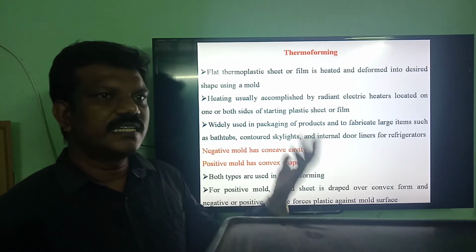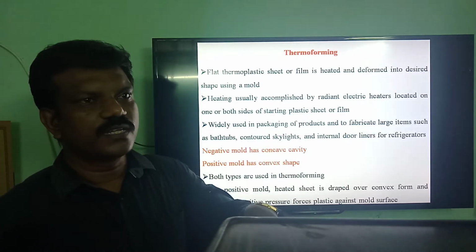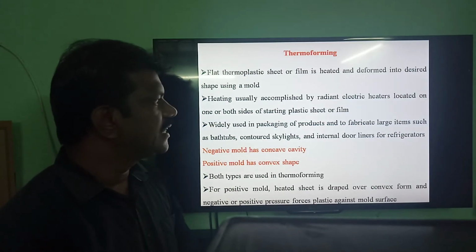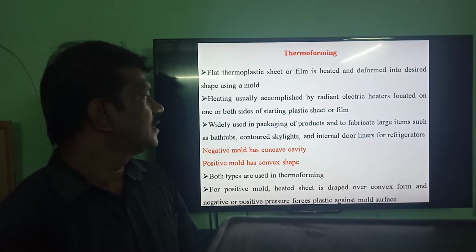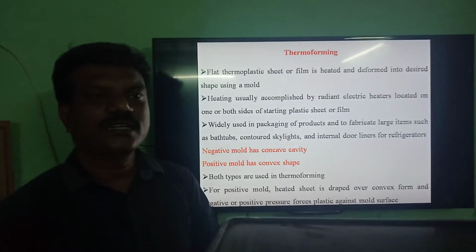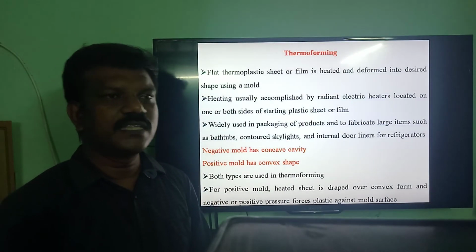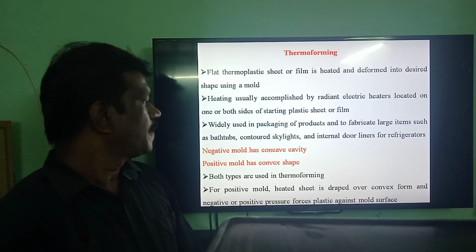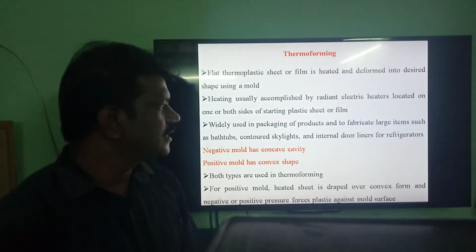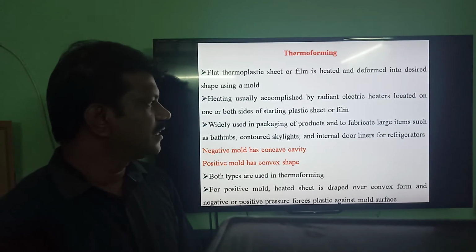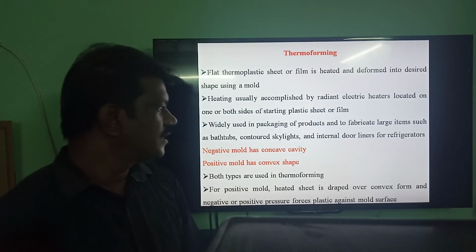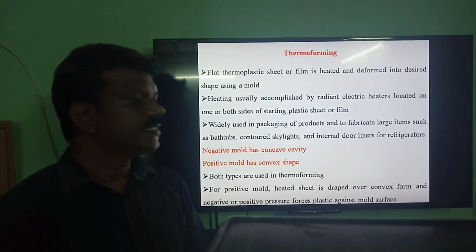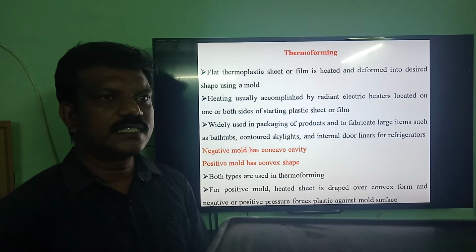Once the sheet is heated, it is formed over the mold. Heating is usually accomplished by radiant electric heaters located on either the top or bottom of the sheet, or sometimes we provide heaters on both sides, depending upon the thickness of the sheet. It is widely used in packaging of products and to fabricate large items such as bathtubs, conduits, skylights, and internal door liners for refrigerators.